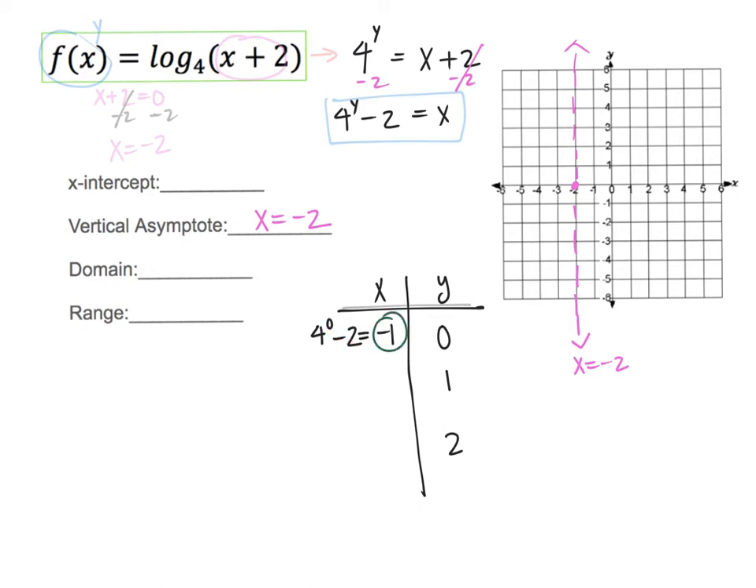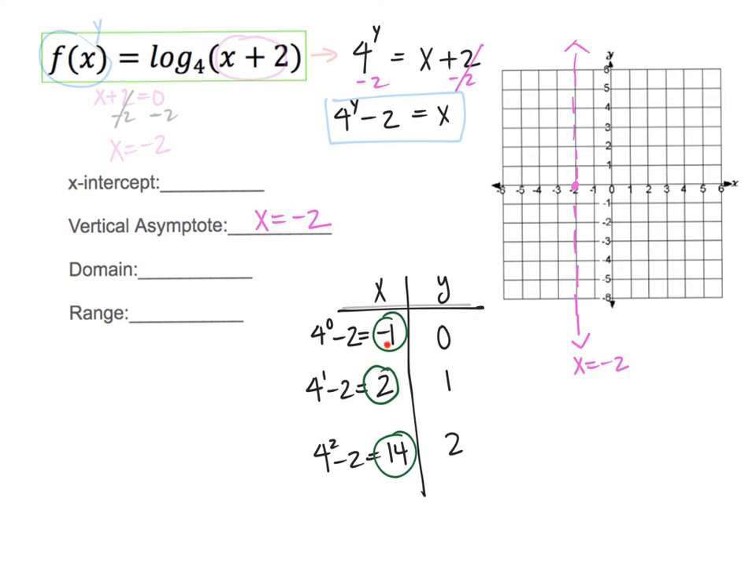So I have a negative 1 first. If I plug in the next number, 4 to the first power is just 4. 4 minus 2 is 2. And last but not least, 4 to the second power is 16, minus 2 is 14.